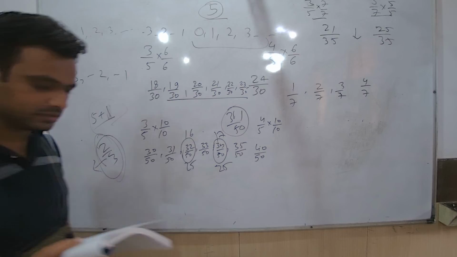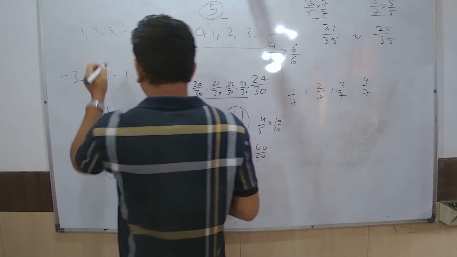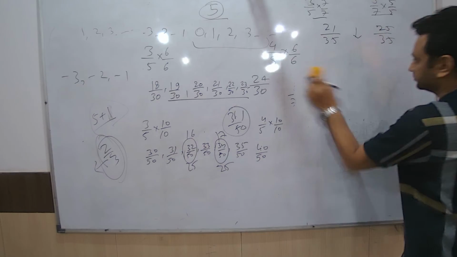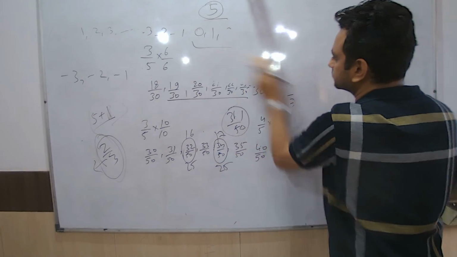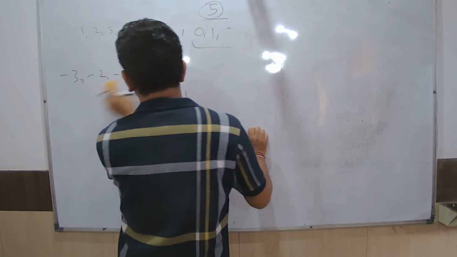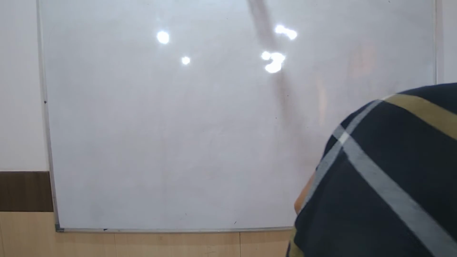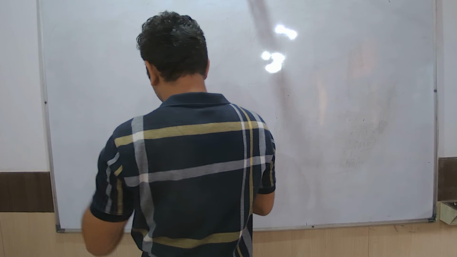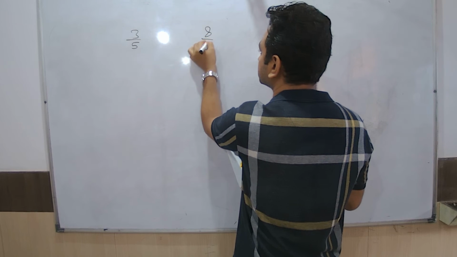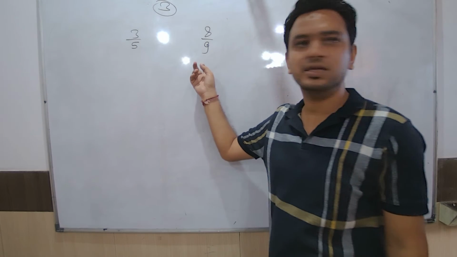Next question. Question number 5. Find 3 rational numbers between 3 by 5 and 8 by 9. We want 3. Our conventional method is we directly add these and divide by 2.